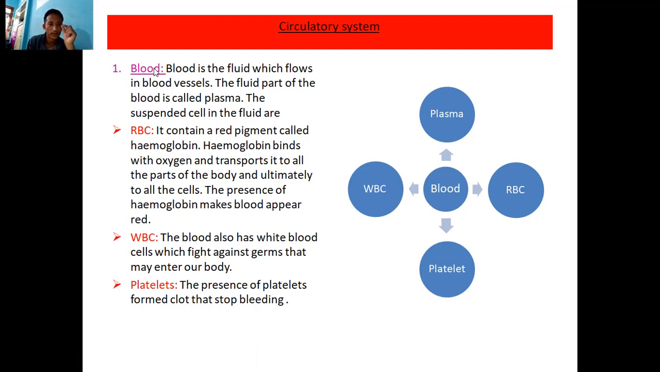Blood has two components. The fluid part is called plasma. And there are suspended cells in the fluid, called suspension, and these suspended cells are RBC, WBC and platelets. The red blood cell carries the red pigment hemoglobin inside it.